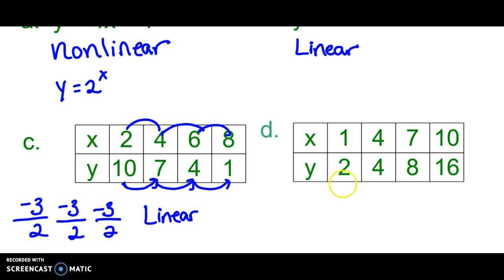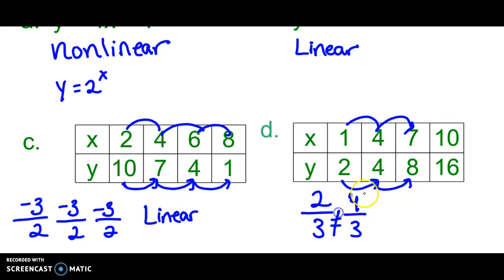Now if I look at the next one, my change in y goes from 2 to 4, that's +2, and then my change in x is 1 to 4, that's +3, so they should all be 2 to 3. And then 4 to 8 is +4, and 4 to 7 is +3. So now I can look right now and say these are not equal. I don't have to go any further. I know that this is nonlinear.